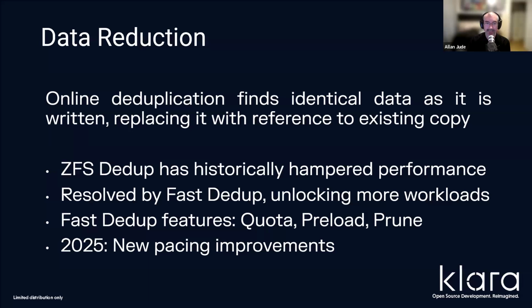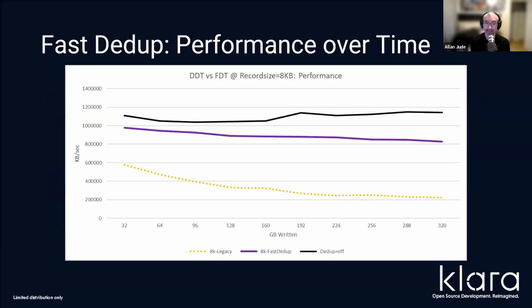And so what's interesting there is looking at the performance of Fast Dedup. So on this chart, in black, we have the performance of a system with dedupe disabled. In purple, we have the new Fast Dedup, and the yellow dotted line at the bottom is the old legacy dedupe. Now, this test was done specifically with entirely random data by a benchmarking tool, so none of this data actually deduplicated. So this is the worst possible case.